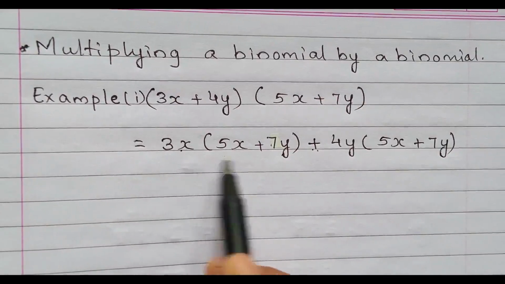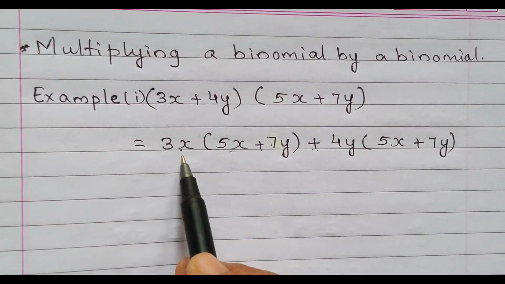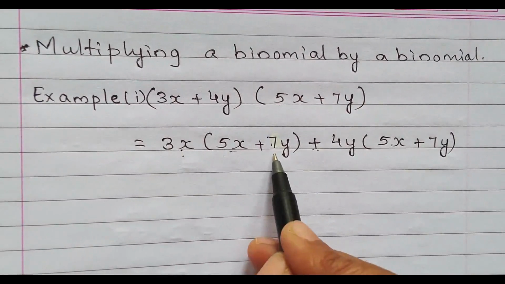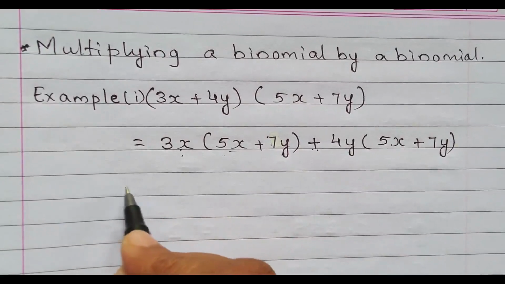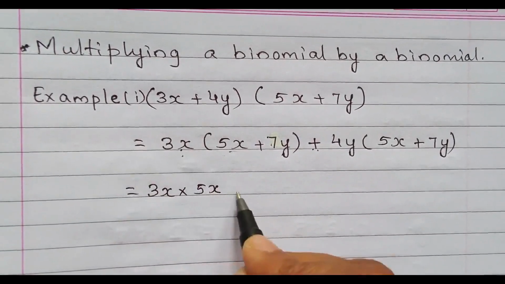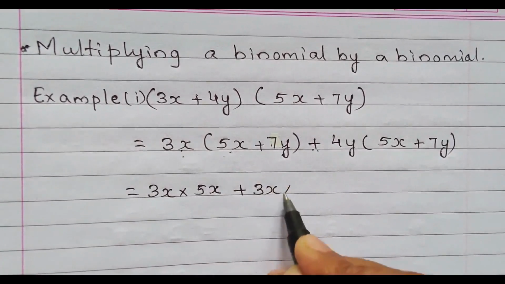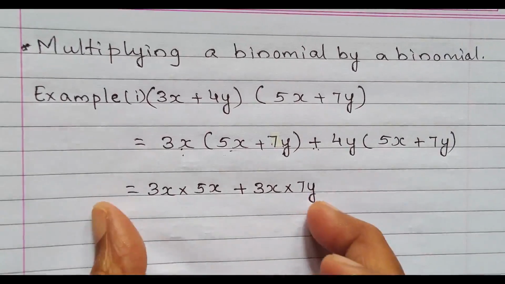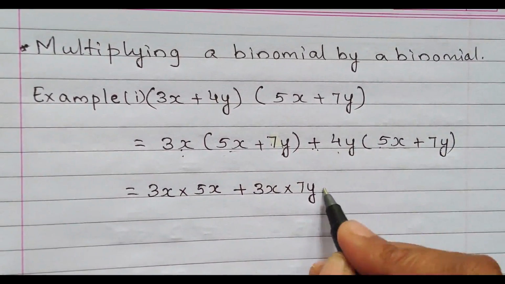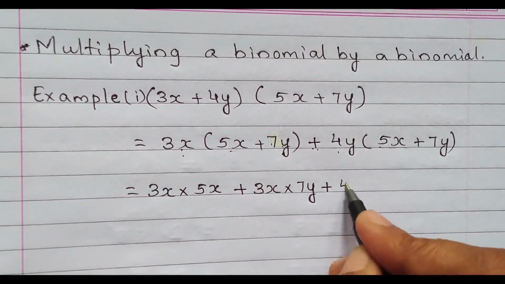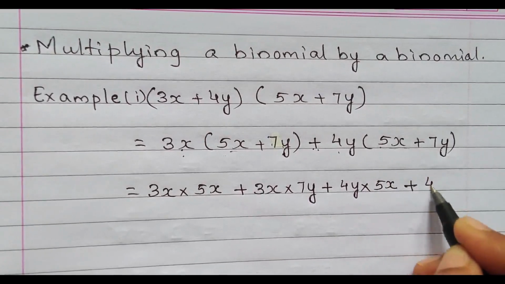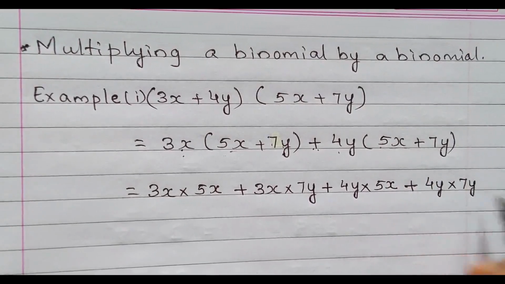Now this is same as multiplication of a binomial by a monomial. So here again you will have to multiply each term using this monomial. So this will expand as 3x multiplied by 5x plus 3x multiplied by 7y. So that is over. Now we have to multiply each term using this monomial. So you have plus 4y multiplied by 5x plus 4y multiplied by 7y.